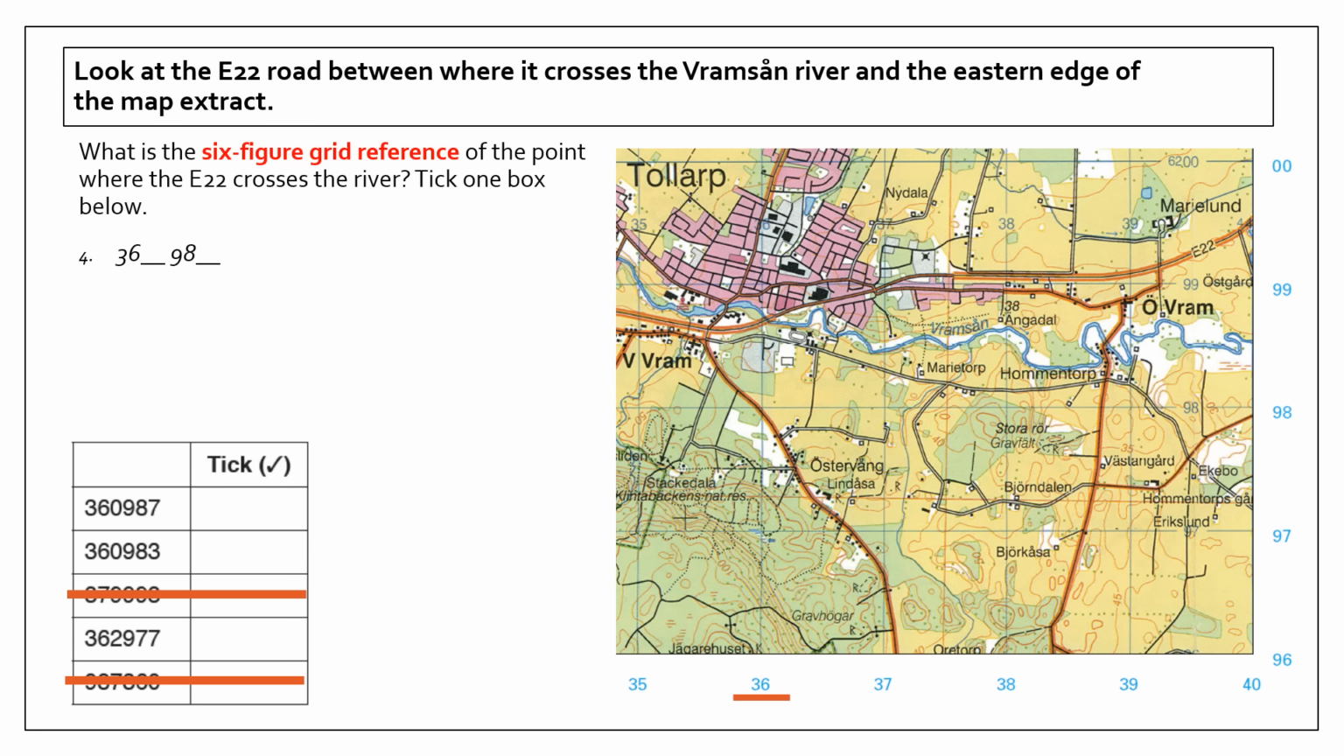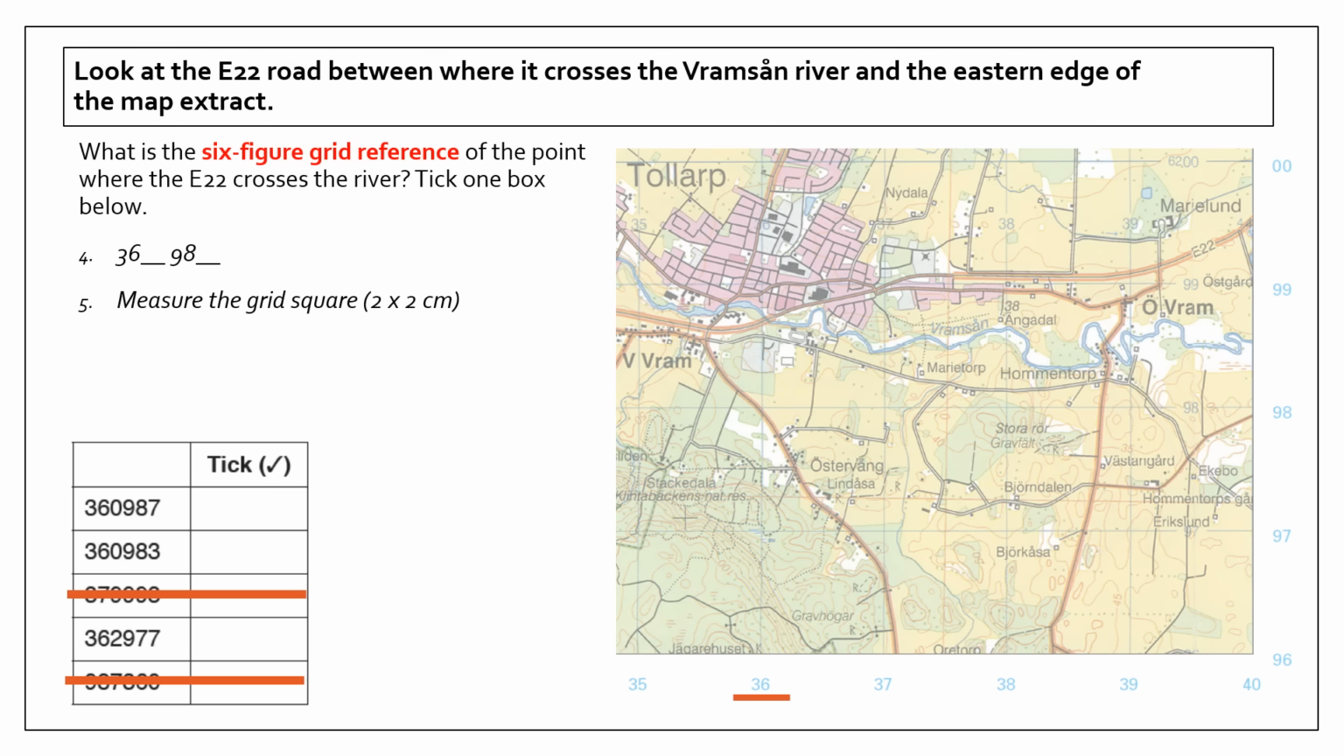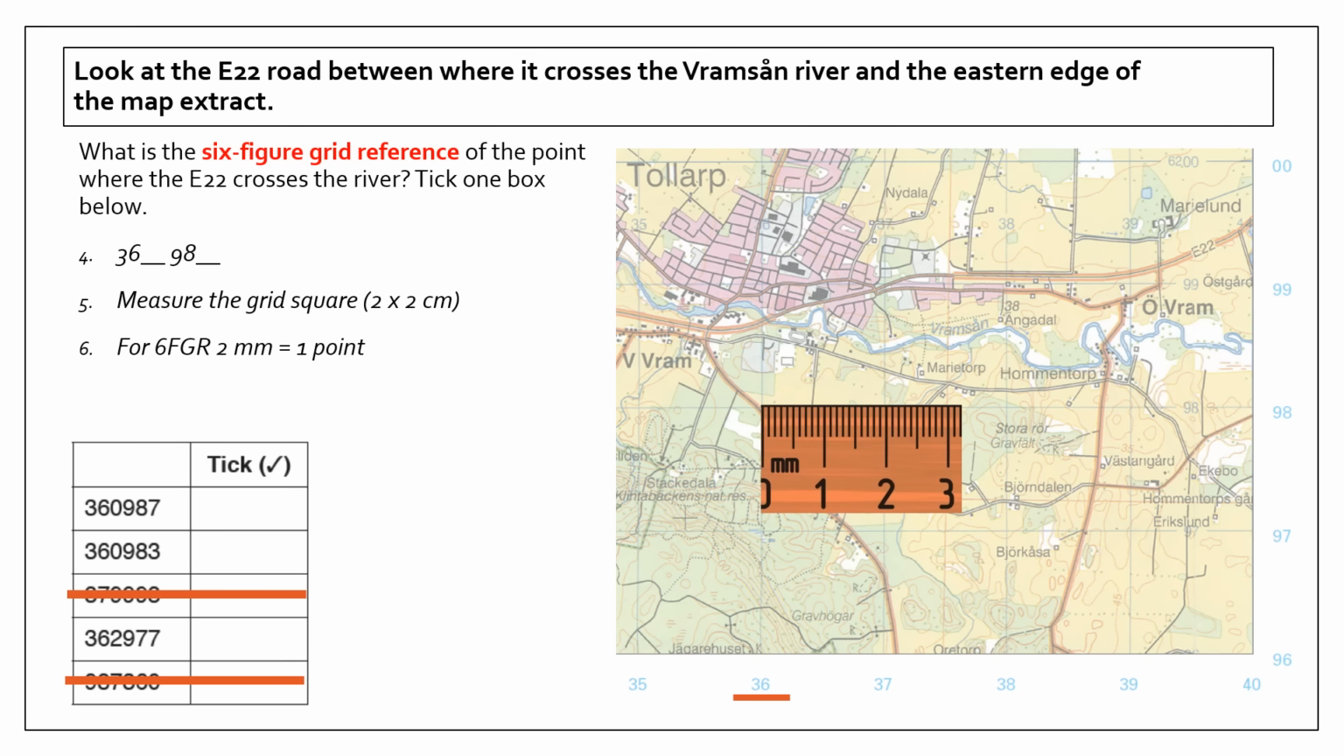We need to now work out the 3rd and 6th number. So if we measured the grid square, we will see there's a 2 by 2 centimeter square. Therefore, every 2 millimeters equals 1 point for the 6-figure grid reference, the 3rd and 6th number, obviously with 0 being the lowest and 9 being the highest. 0 being on the line and 9 being very close to the line.